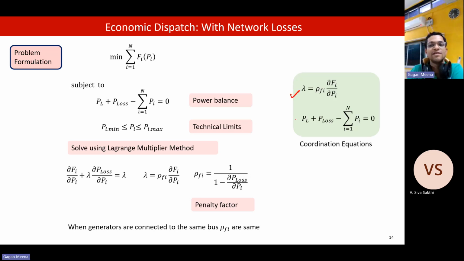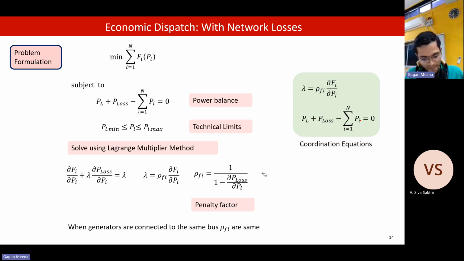These two equations are called coordination equations because we see this loss function is a function of power, and this is also a function of power. So it becomes all non-linear. And also we don't know, so loss is also a function of power. And we don't know loss beforehand. So that is a problem.